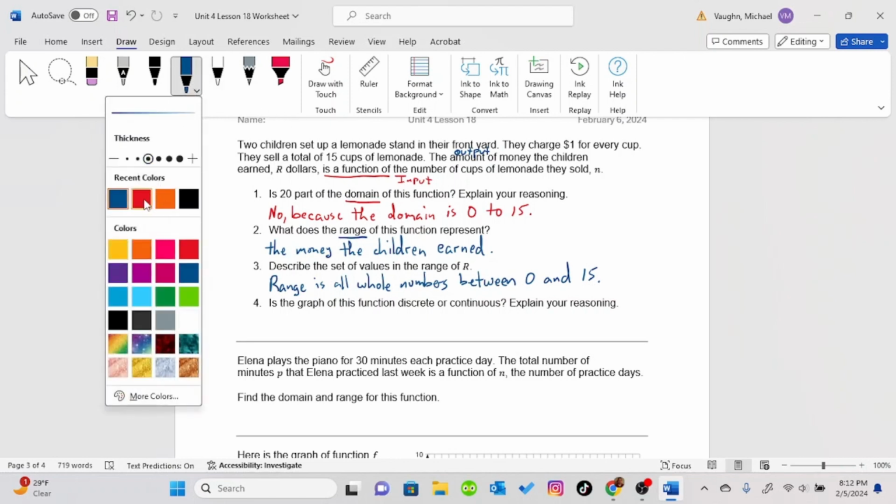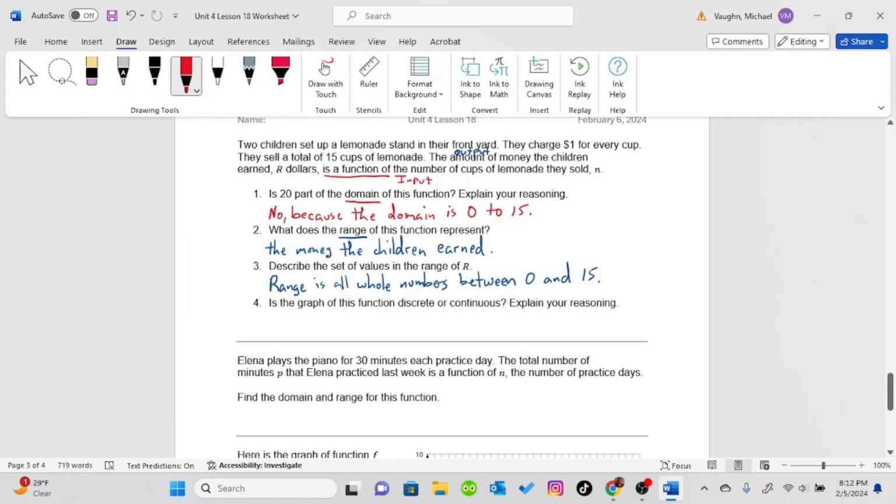And we should go back and add in to number 1 that the domain is also whole numbers, because we cannot sell partial cups of lemonade.